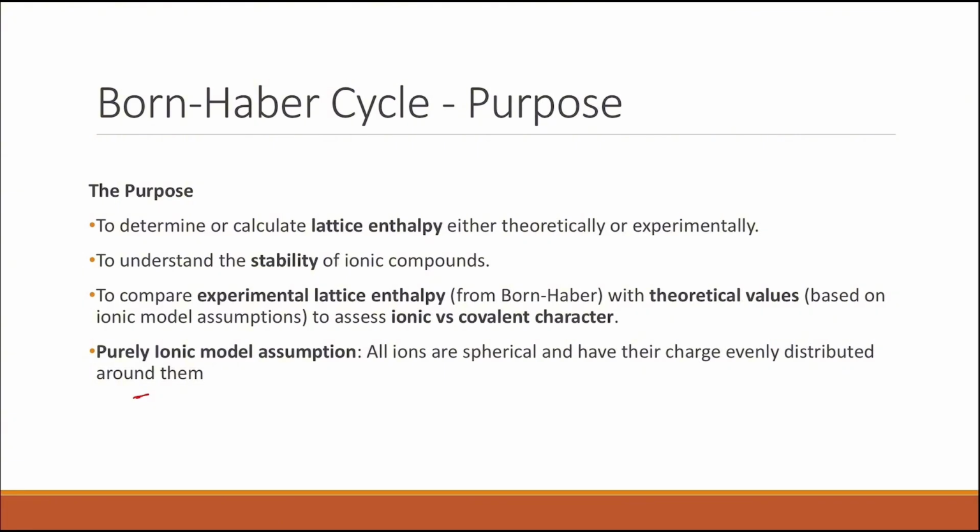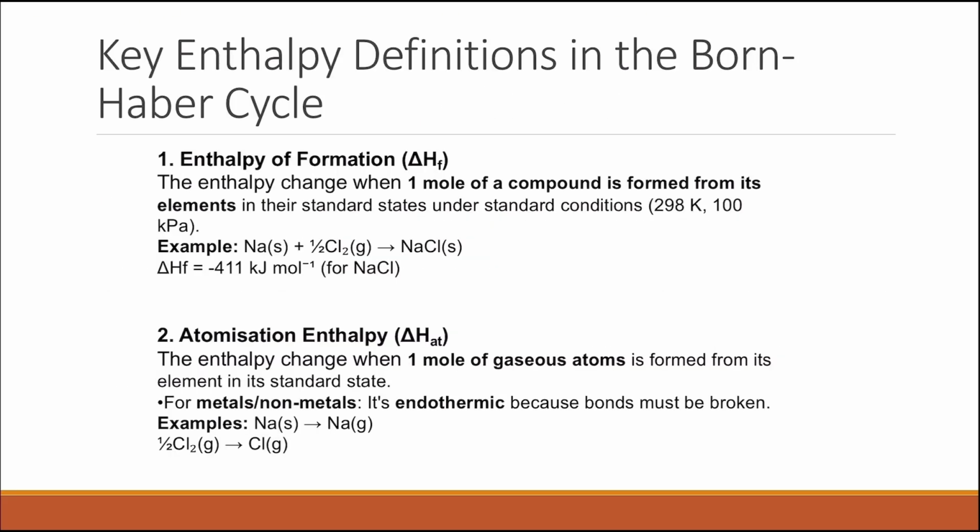So when you compare the value you get from the Born-Haber cycle and the theoretical value, and you find that these two are different, then that means that the compound is not purely ionic, but it has some covalent character. If they are very close to each other, that means it's more like a pure ionic compound.